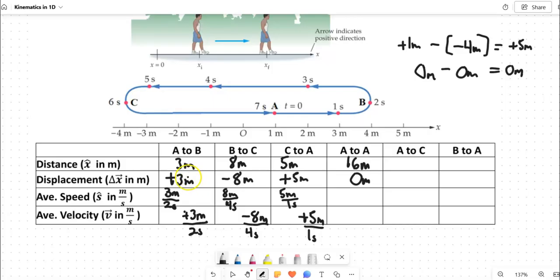Or in other words, if you add up all of your displacement vectors, positive 3 minus 8 plus 5, you get your total trip and your total displacement. Okay?